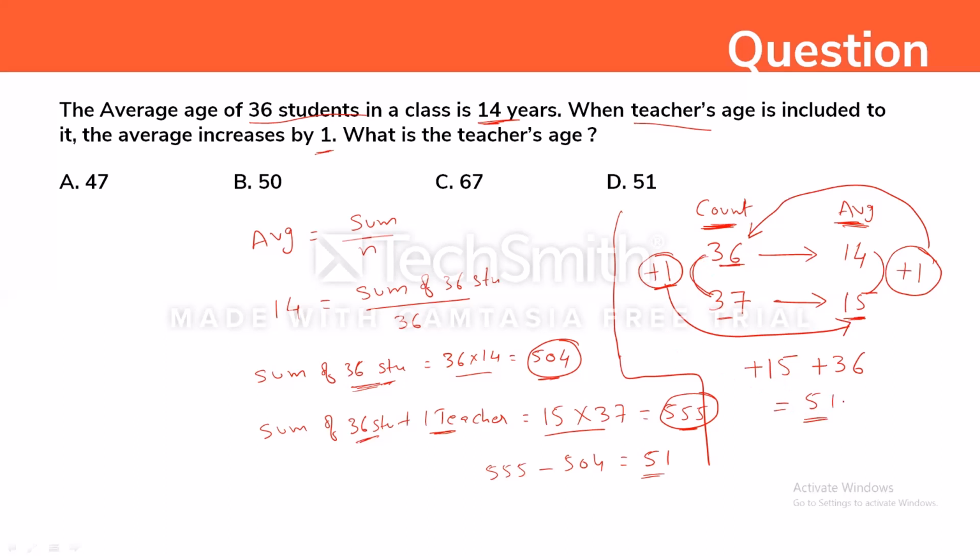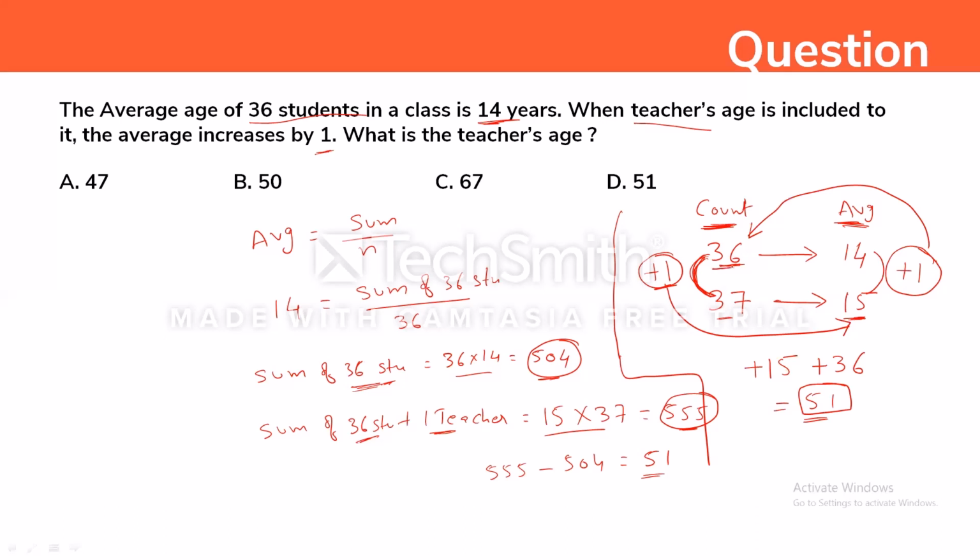And what does this 51 mean? From 36 to 37, the count is increasing, right? How much is the count increasing? One person is increasing. That one person's age is nothing but 51. And I hope you all are clear with this shortcut. Okay, yes, I will explain again.